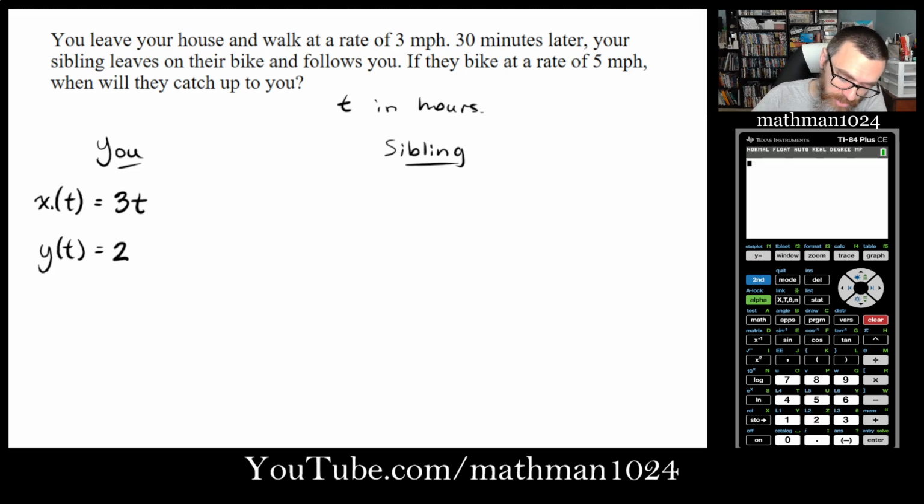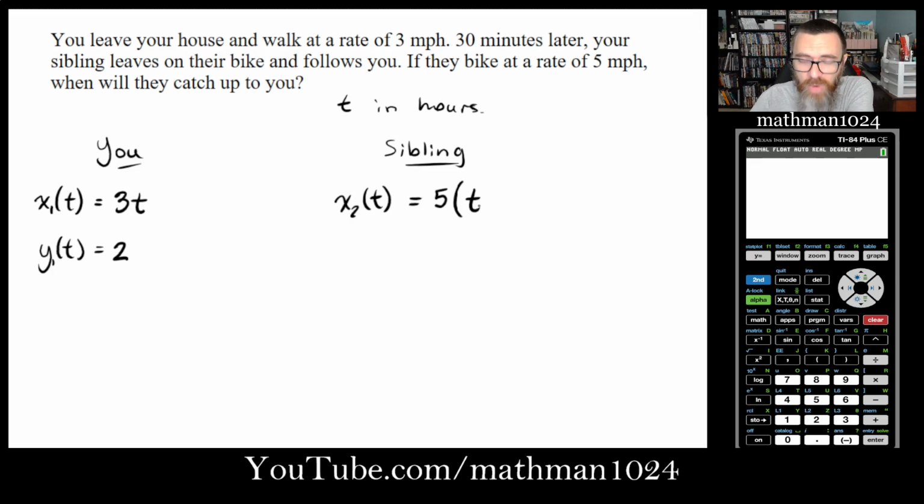Now your sibling. We're going to use subscripts here, so x sub 1 and y sub 1, then x sub 2 of t. The sibling's rate is 5. However, it's not going to be 5 times t, because they are starting 30 minutes after you. So their time is going to be reduced by 1/2, because they're starting 30 minutes later. And let's say that their y value is 4.